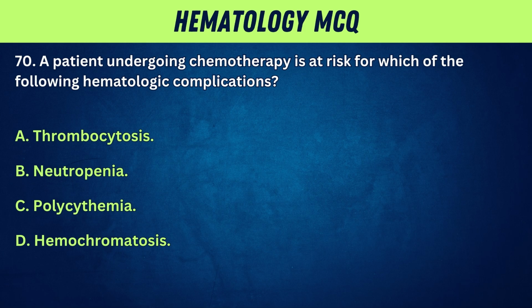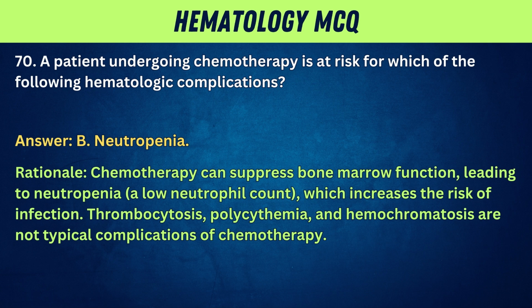70. A patient undergoing chemotherapy is at risk for which of the following hematologic complications? A. Thrombocytosis. B. Neutropenia. C. Polycythemia. D. Hemochromatosis. Answer: B.